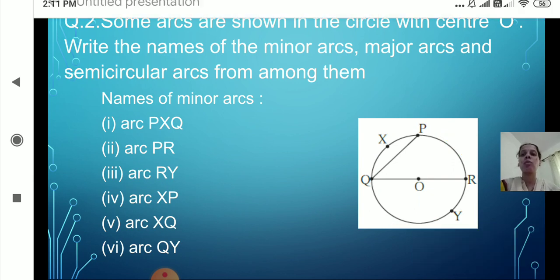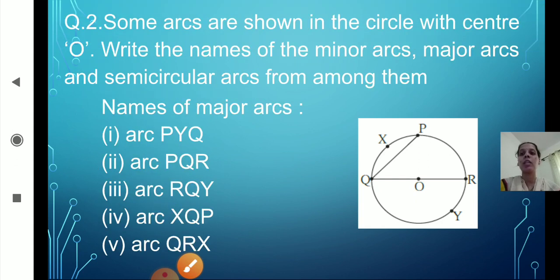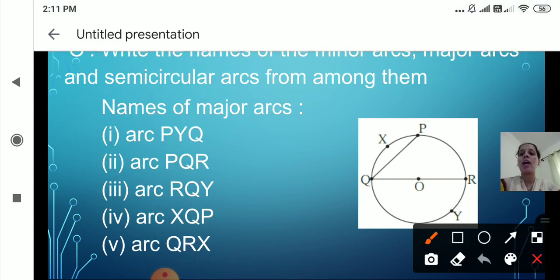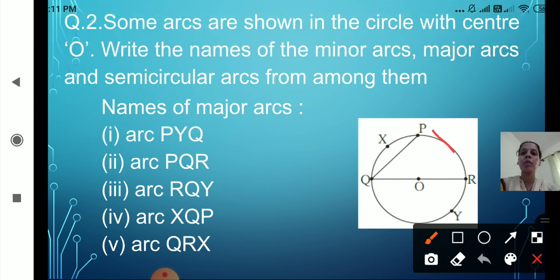Now we will see how to write down the names of the major arcs, the bigger arcs. So which are the major arcs here? Arc PYQ, this is one, then the second one is PQR, then RQY, this is the third one, then XQP, this is the fourth one, and the last one is QRX. So these are the major arcs, meaning bigger arcs.